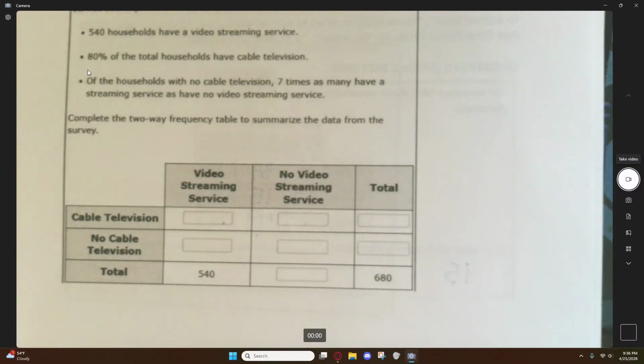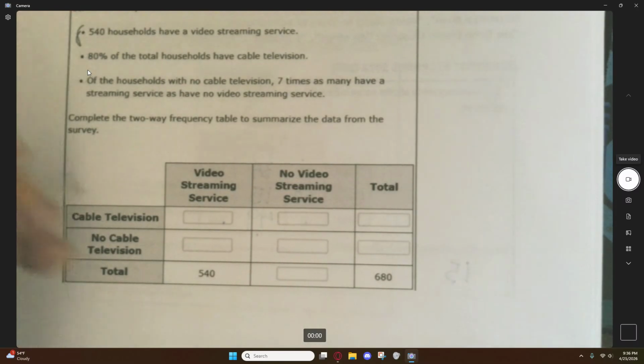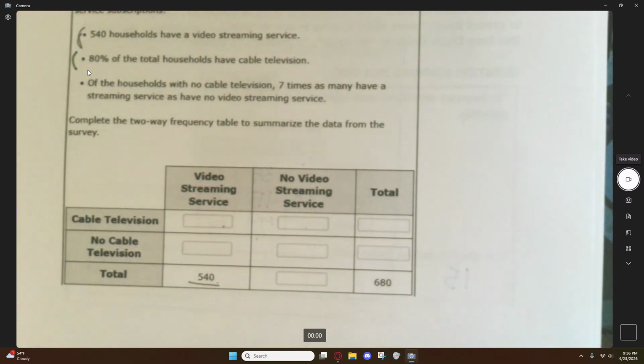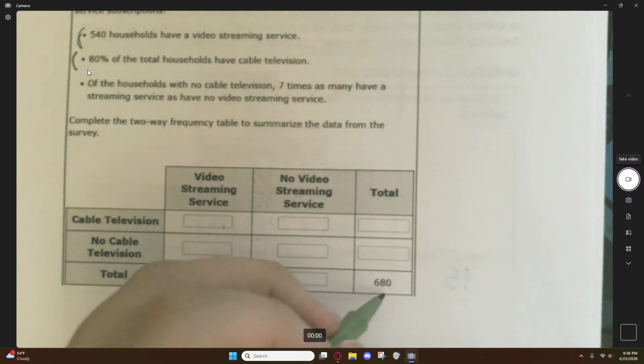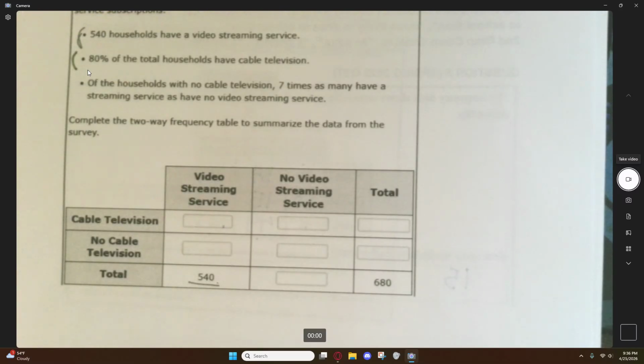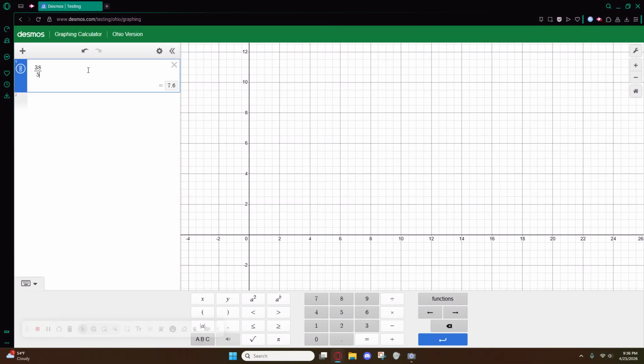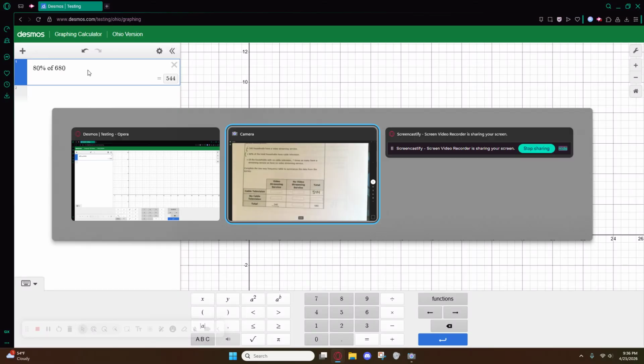Alright. So, 540 households have a video streaming service. That's already accounted for right here. 80% of total households have cable television. So we need 80% of 680. We're going to get that from Desmos. We're going to do 80% of 680, which is 544. That's the total amount of people who have cable television.